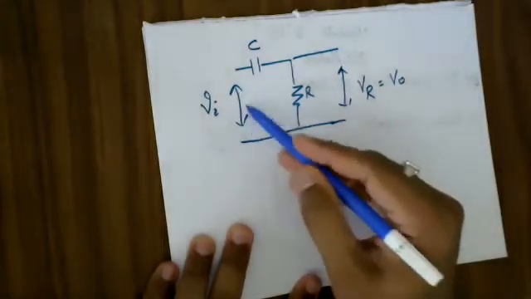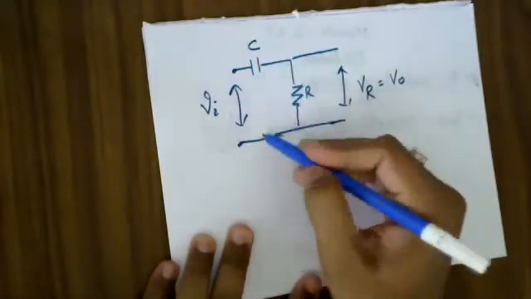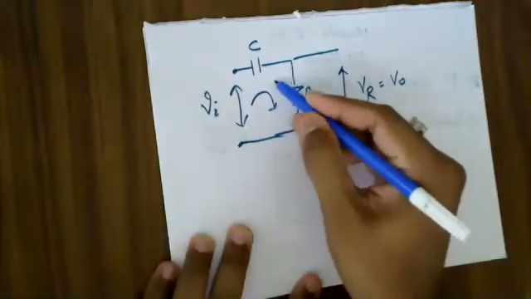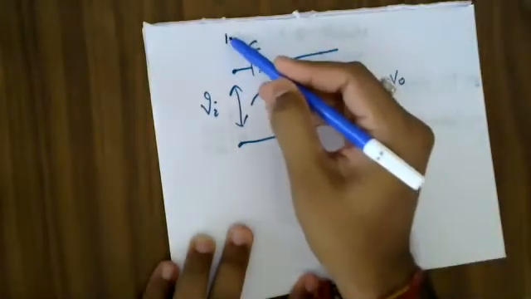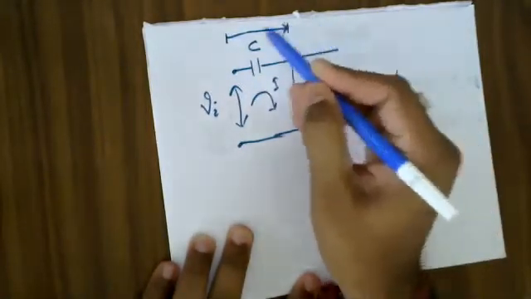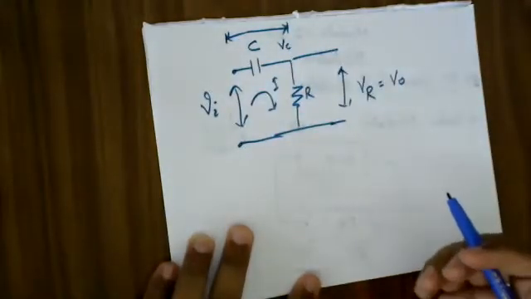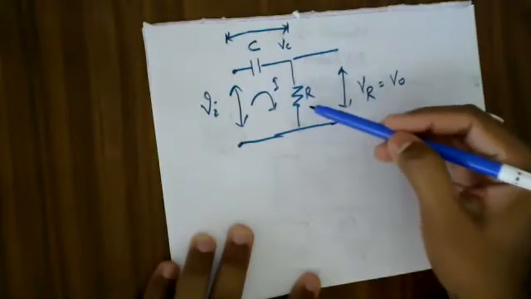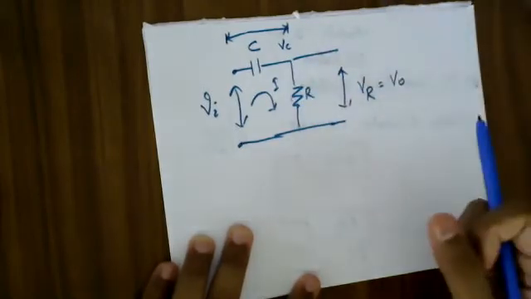Now, since I have some voltage at this input terminal, and since this is a closed loop, there will be some flow of current I in the circuit. The potential drop across the capacitance is called VC, the voltage drop across the capacitor, and the resistance voltage drop, nothing but VR, is seen across this resistance.